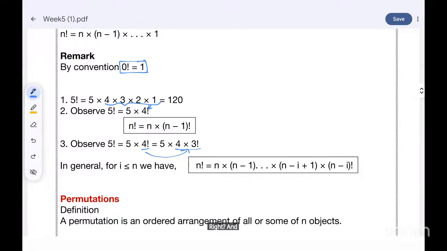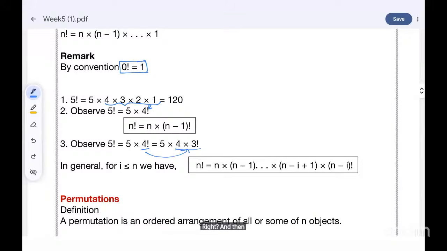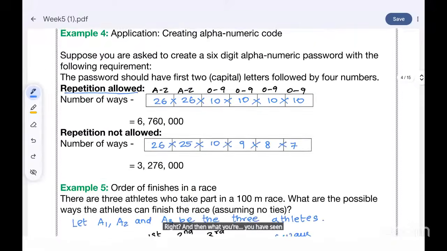And suppose you are looking at combinations, then what you do? You do n1 into n2 into n3 and so on. You do the multiplication, right? And then what you have seen? So you have seen this kind of thing.